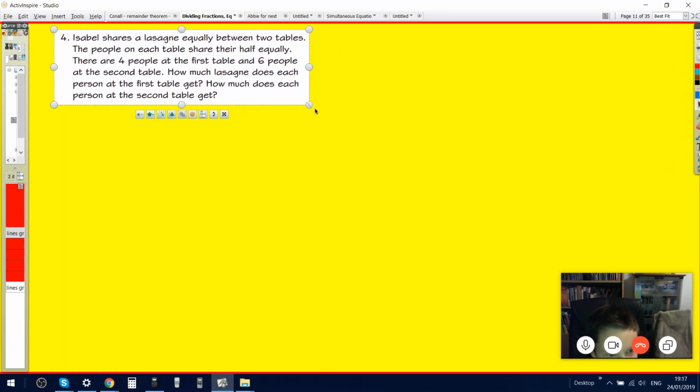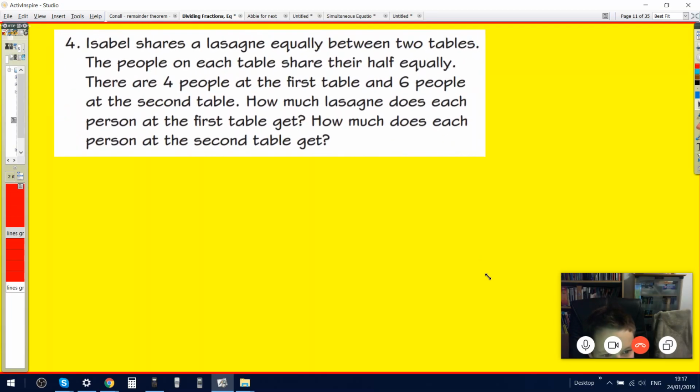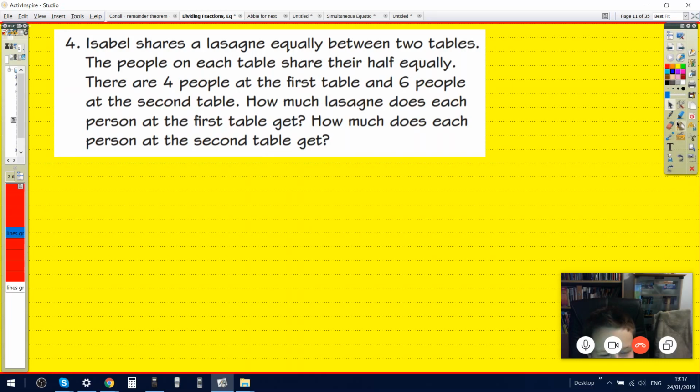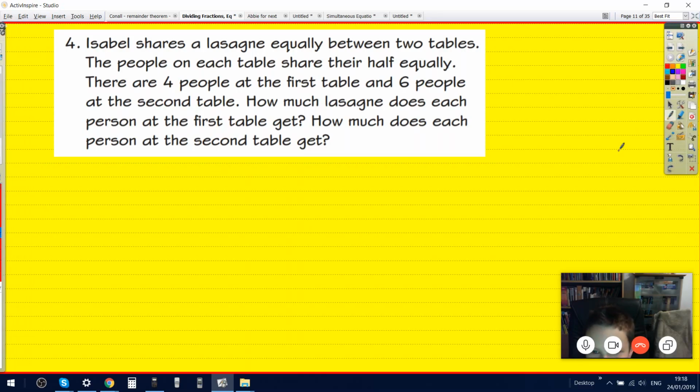Okay. Let's try this one. Isabel shares a cake, assigned equally between two tables. The people on each table shared. There were 4 people at the first table, 6 people at the second table. How much does each person at the first table get? How much does each person at the second table get?